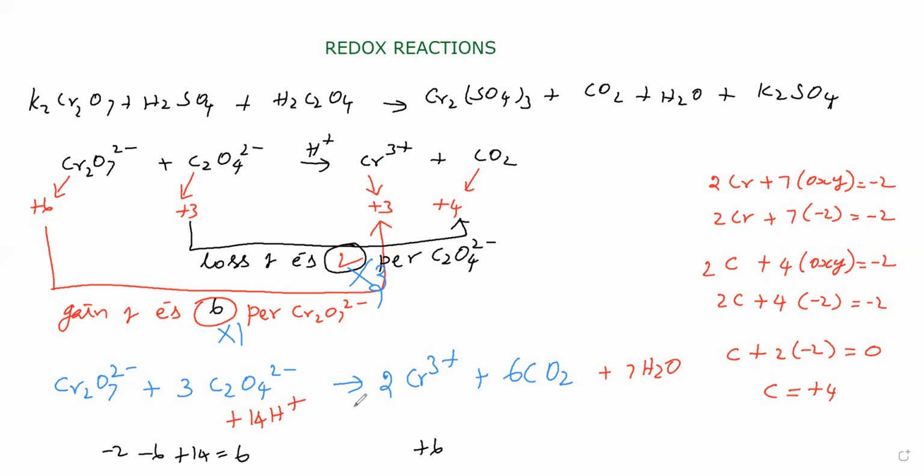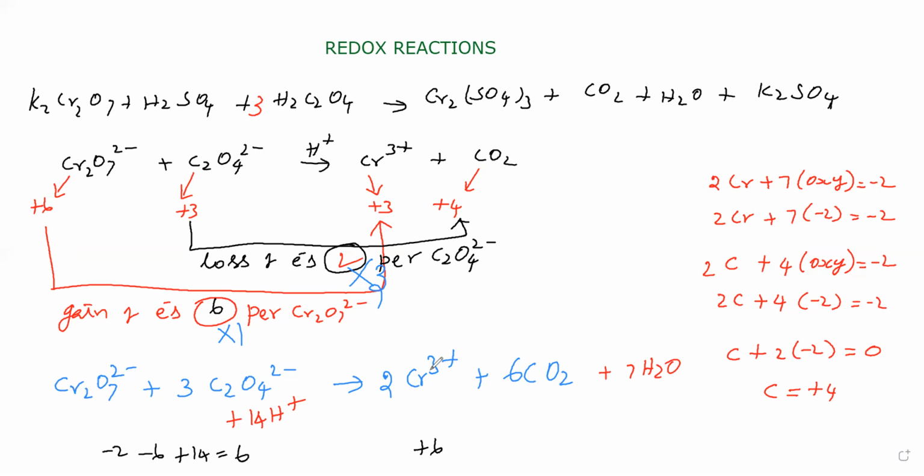Now we will write this ionic form into the given form. As per the given form, dichromate is 1 time. Dichromate you will get from 1 potassium dichromate. So 1 potassium dichromate will give 1 dichromate ion. Okay, it is balanced. 1 oxalic acid molecule will give 1 oxalate ion, but we want 3 oxalate ions. Therefore, take 3 oxalic acid molecules.